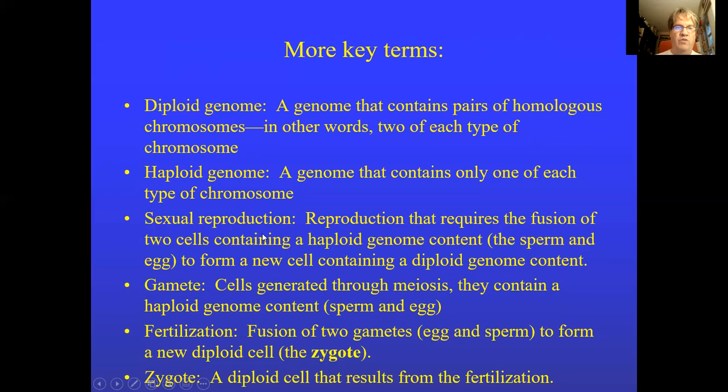Sexual reproduction requires a fusion of two cells containing haploid genome content, the sperm and the egg, and they form a new cell containing a diploid genome content. The gametes are those cells that are involved in carrying out this fusion of haploid genome contents. They're generated during meiosis, and they contain a haploid genome content: the sperm and the egg. Fertilization then is the fusion of two gametes, sperm and egg, to form a new diploid cell, which is a zygote. And the zygote is a diploid cell that results from fertilization. All right, so these are the important terms for meiosis and sexual reproduction.